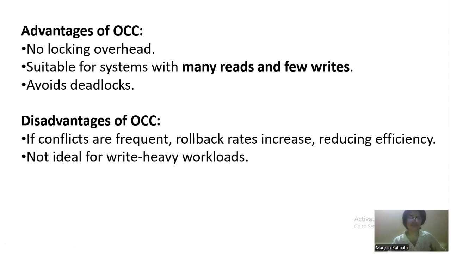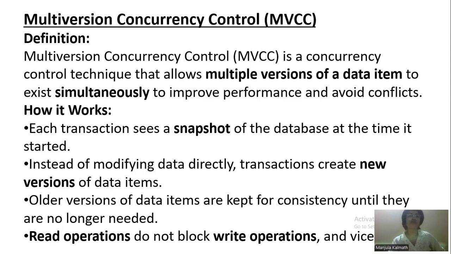Only the consistent transactions are returned to the database; those which are inconsistent will be rolled back. So here we have rollbacking, which reduces the efficiency of the CPU processor. Not ideal for write-heavy workloads. Meaning this one is suitable when we have more and more reads rather than write operations. The next one we have is multi-version concurrency control.